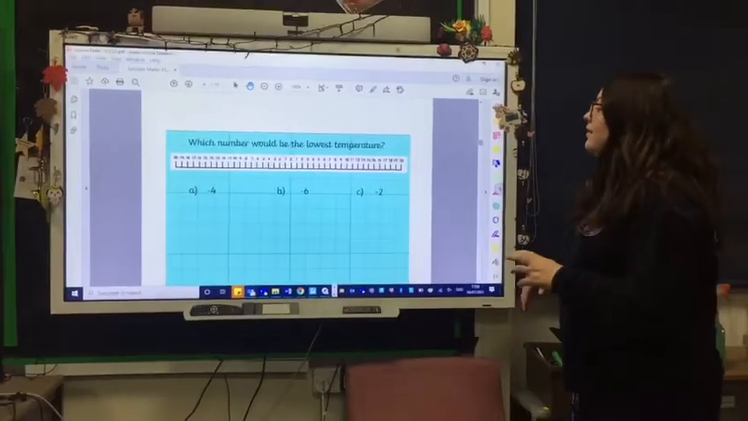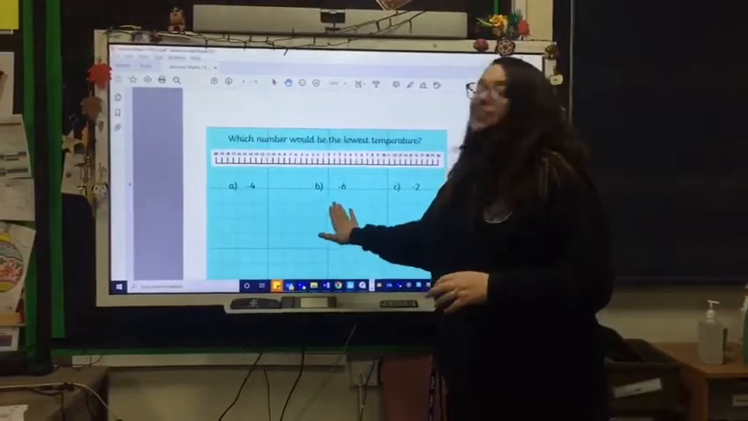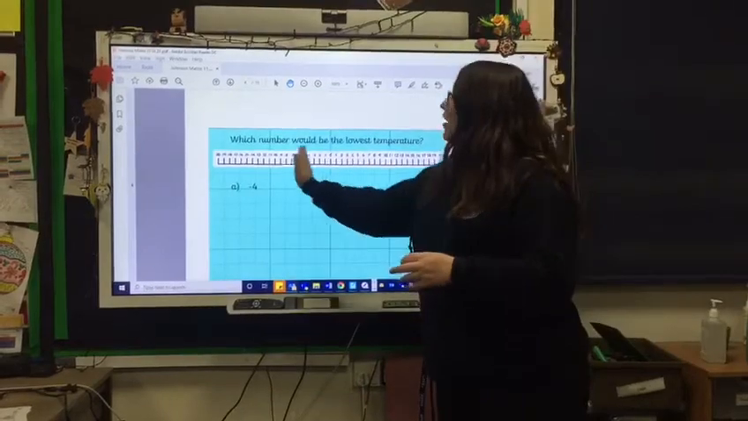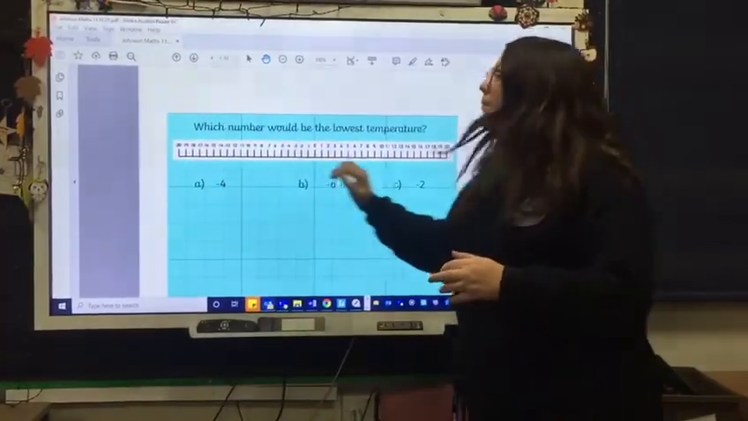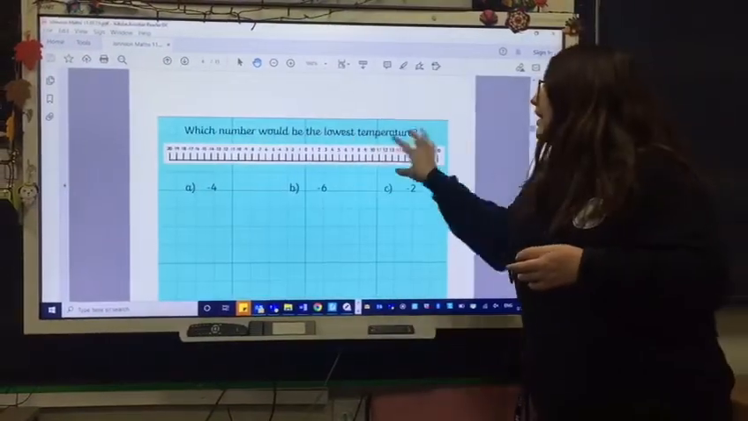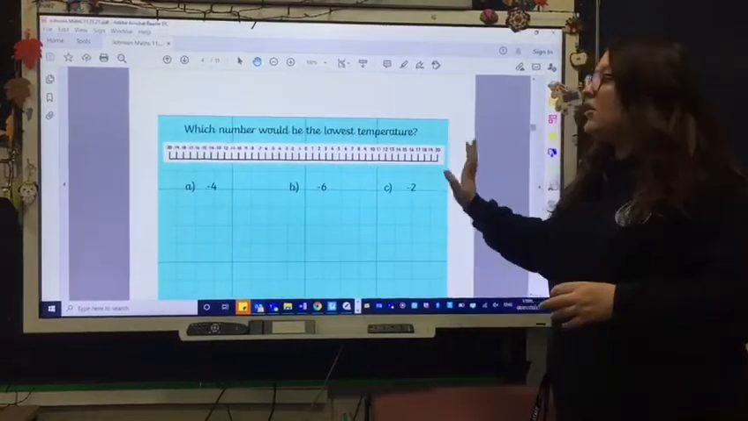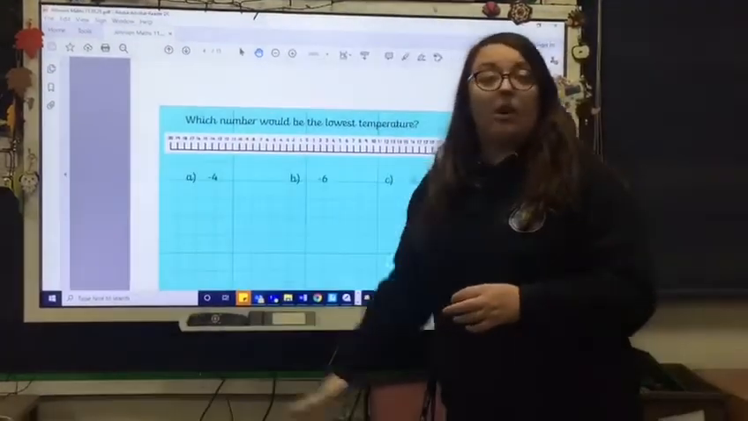Okay, welcome back. So the coldest temperature is -6 because it's the furthest away from 0. Most of the time our temperatures are in the plus range. So the further away from 0 we get, the colder it gets.